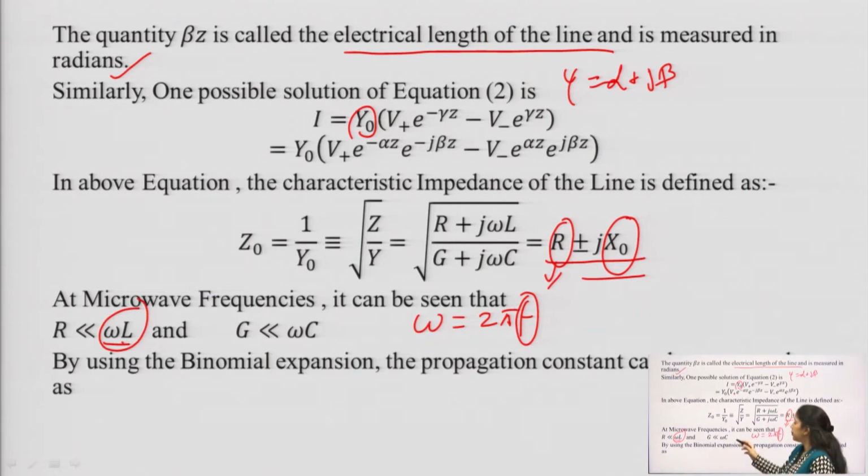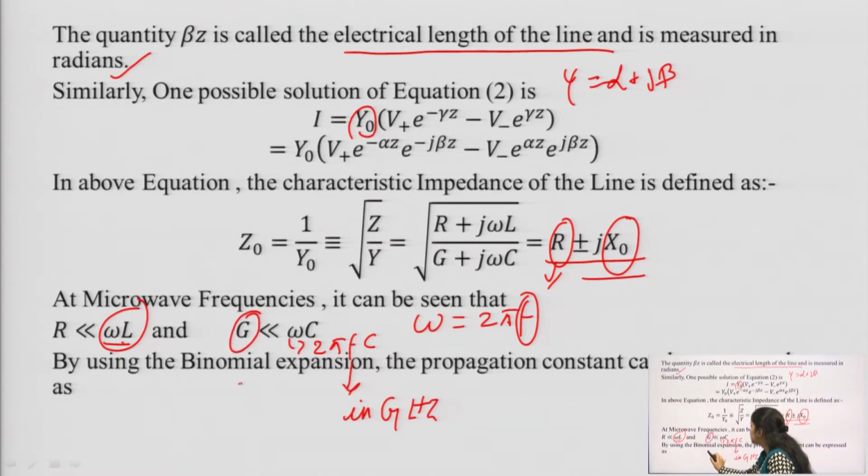Similarly, G should be very less than omega C. Again the same reason, omega is equal to 2 pi f and the frequency is in the gigahertz range. So, when we say omega C, its value is very much higher than G. G is our conductance and G is always the inverse of the resistance. So, these are the assumptions which we take before proceeding further: R should be very less than omega L and G should be very less than omega C.